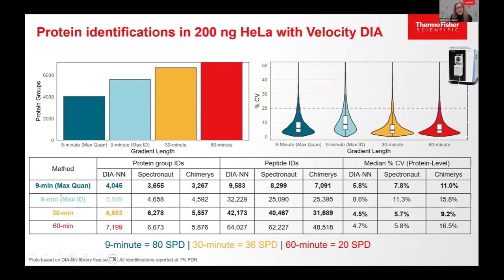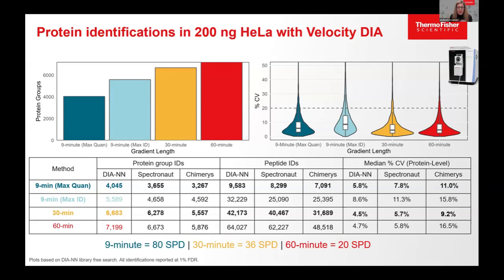And for the 9-minute, we have two types of methods. One is called max quant, which is toward better CV and better quantification accuracy. The other one is toward max identification. Based on the application of what you want to do, are you doing IP-MS, where you're enriching something and identifying it, you can use the max ID methods.